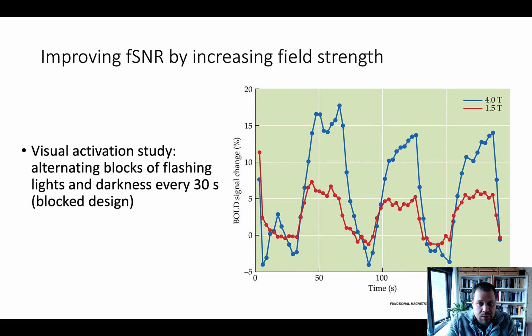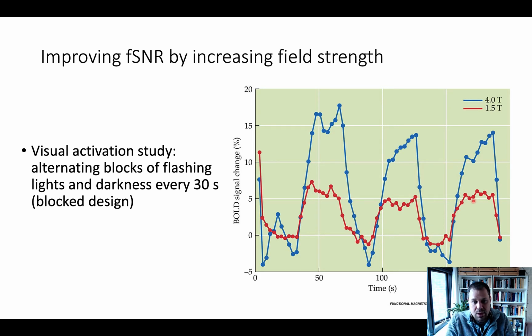Here is one example that shows the difference in signal between a 1.5T scanner, which used to be the standard in the early 2000s, now it's closer to a 3T scanner, and a 4T scanner. This is, again, a visual activation study where alternating blocks of flashing light and darkness every 30 seconds are presented to the participants. So you have these flashing checkerboards again, right? And you can see that at the onset of a block for 30 seconds, visual activity goes up, stays up, and then goes down towards the end.